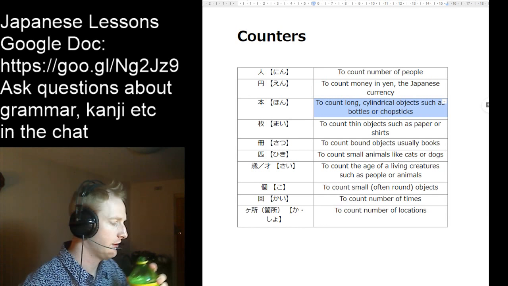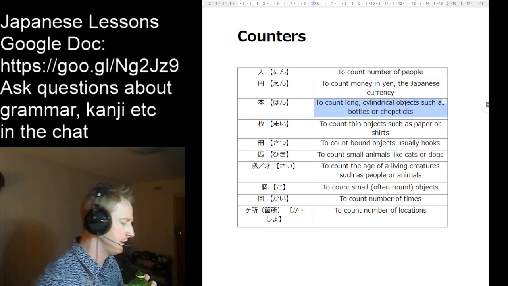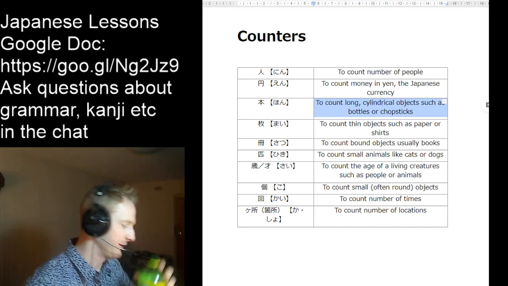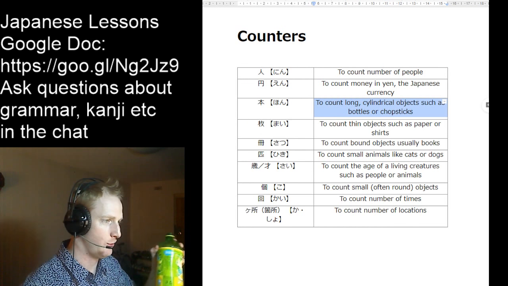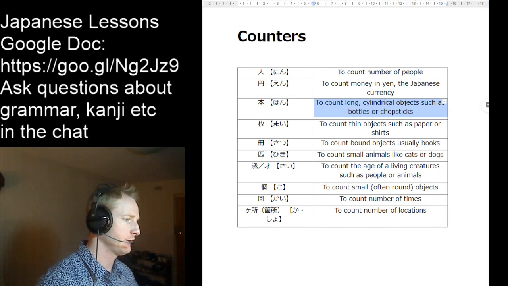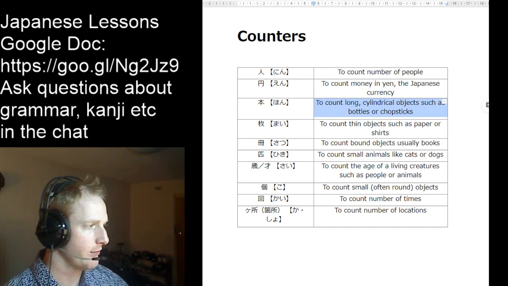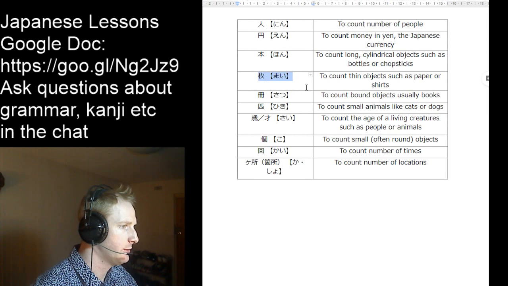Bit of a delay on the telecast, but my water bottle is not quite a frame. This one would be hon. All right, ippon we would say, one water bottle. Okay, long thin objects, so chopsticks as well. Any kind of long thin objects. So bottles is really the most common one.